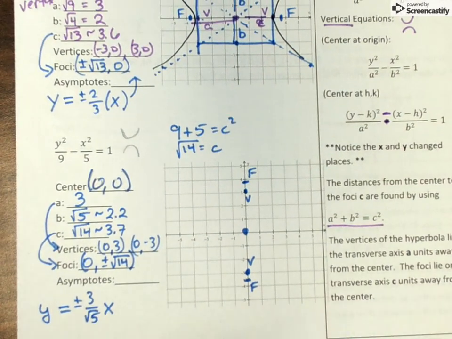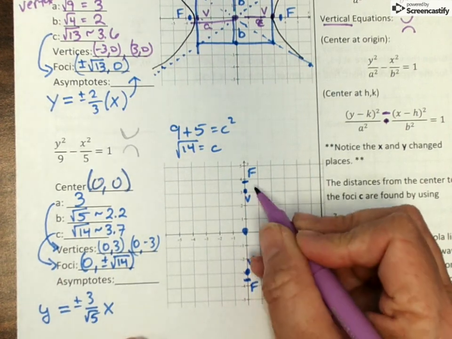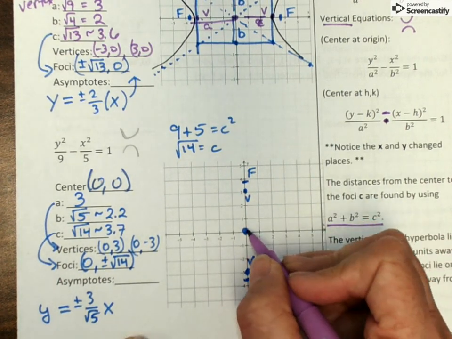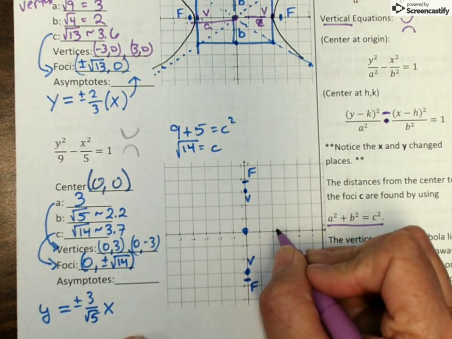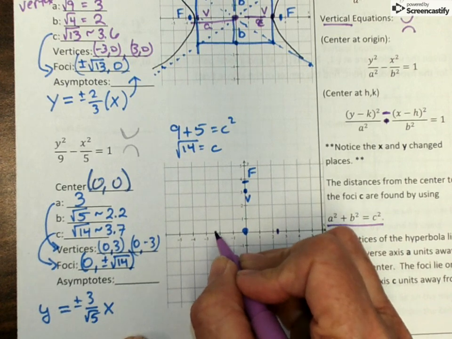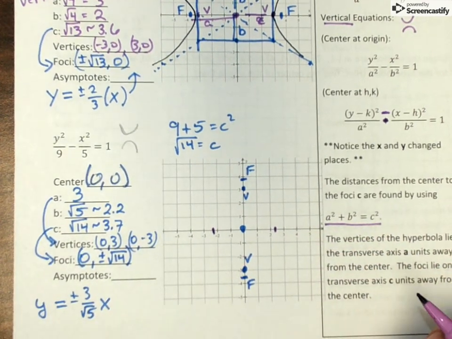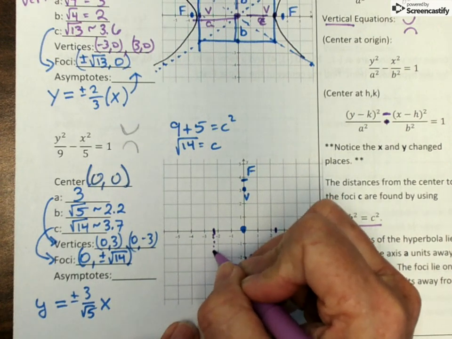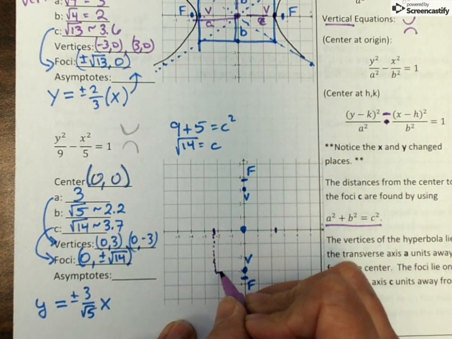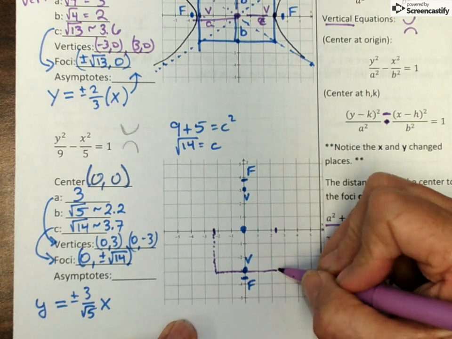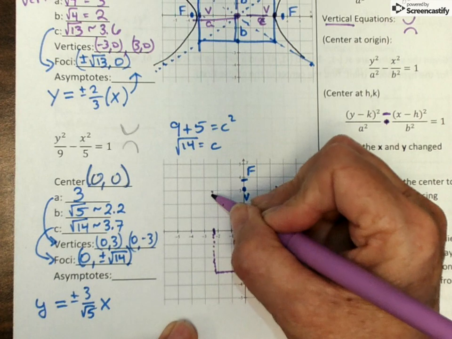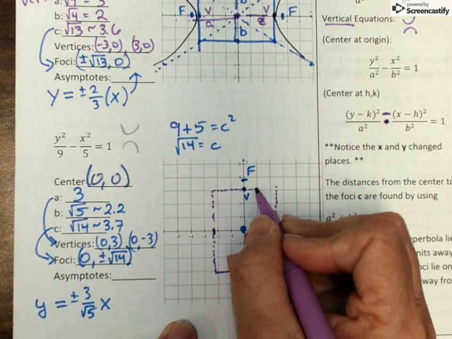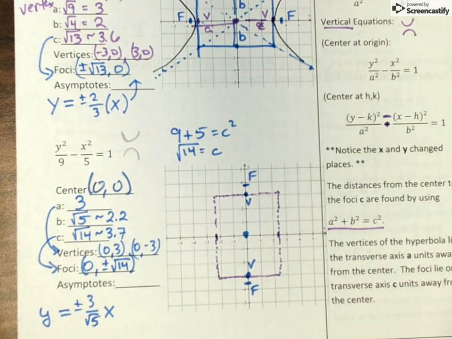So instead, I'm going to build this box. Coming back over here, if I went up and down to find my vertex and focus, I'm going to go right and left to find the sides of my rectangle. So approximately 2.2 to the right, 2.2 to the left, and now I'm going to build this rectangle. It's going to come down, go through the vertex, up again, through this other point that was b units away, and there we go. So there's the rectangle I've built.